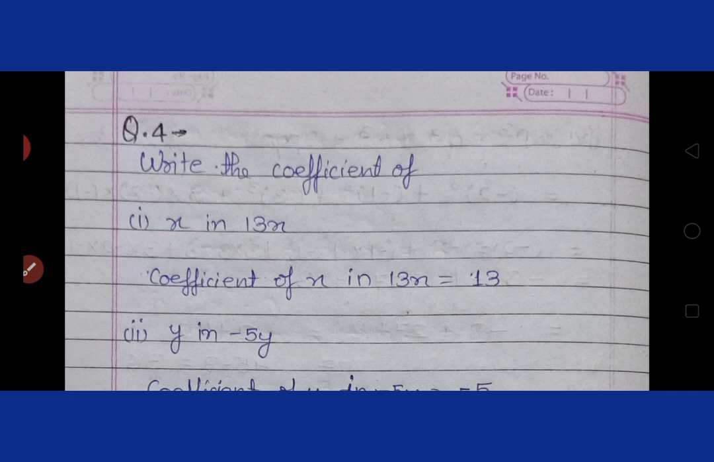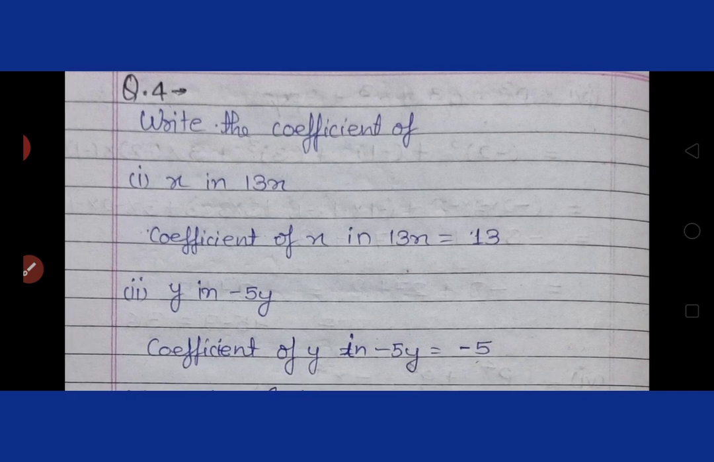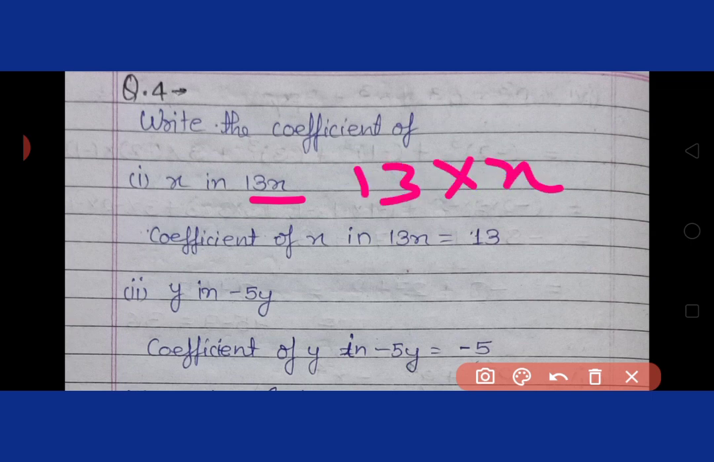As I have given the definition in the first part. Now it has given x in 13x. If there is no sign between a variable and a constant, it means there is a sign of multiplication: 13 multiplying with x. Now you can clearly say which number is multiplying with x, that is 13. So the coefficient of x in 13x is 13.